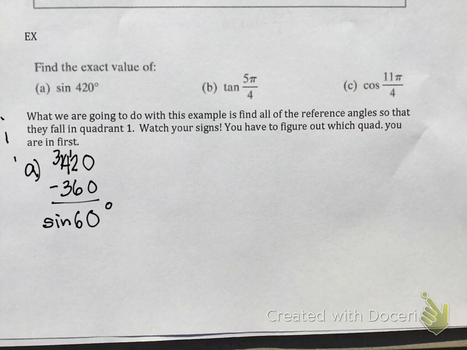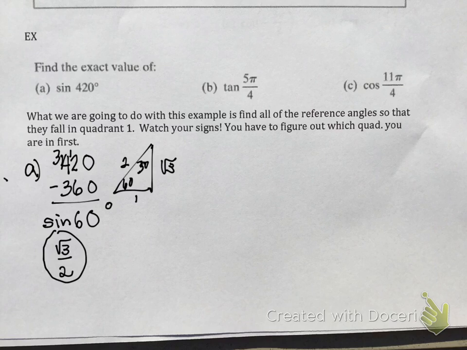Once again, at this point, you can use either your unit circle or you could use the triangles. I like to use the triangles, so do the physics teachers. They get really happy when you use them. So sine of 60 degrees is radical 3 over 2. And we're in quadrant 1, so I know that value is positive.